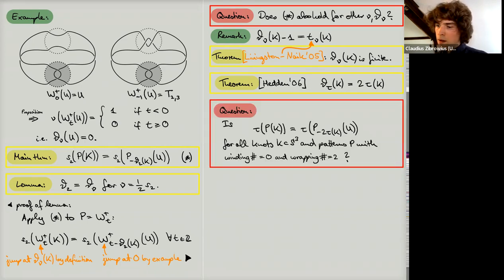So he computed this for twisted Whitehead doubles, but of course now you can ask, what about other patterns of the correct winding and wrapping numbers? This is an open question that I'd like to invite people who know more to think about. This identity holds for the positive twisted Whitehead doubles, but does it hold for arbitrary patterns of the correct wrapping and winding numbers?